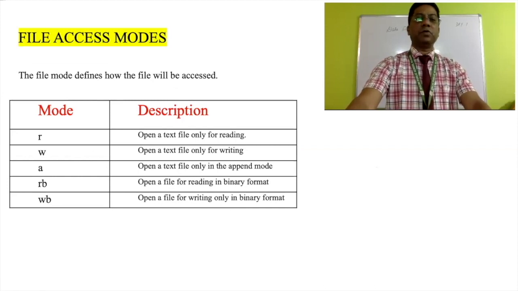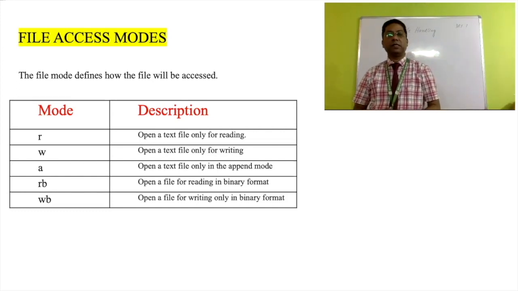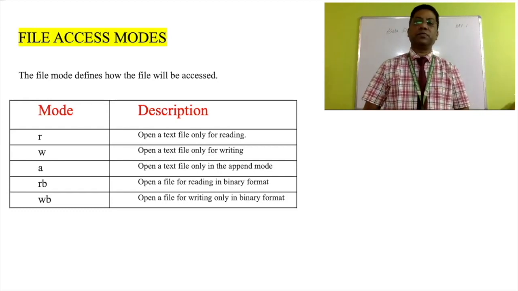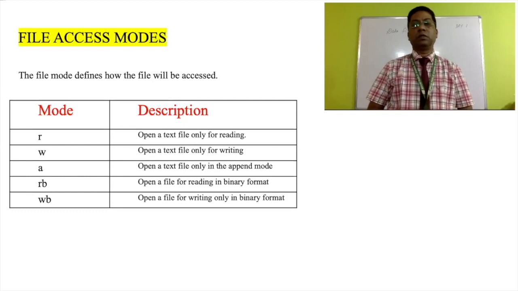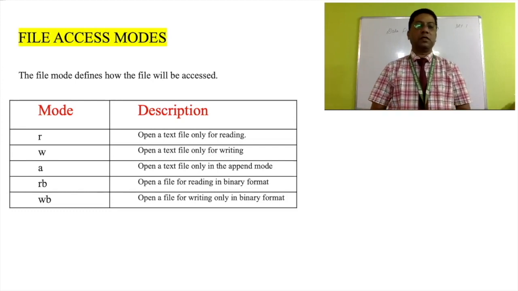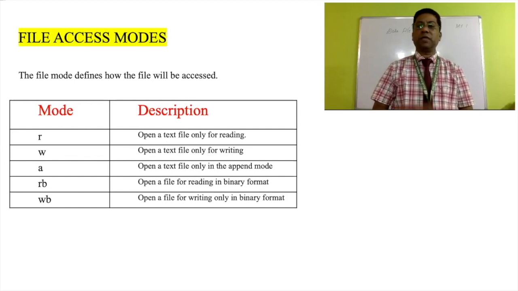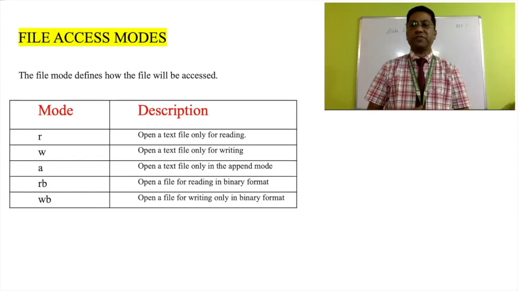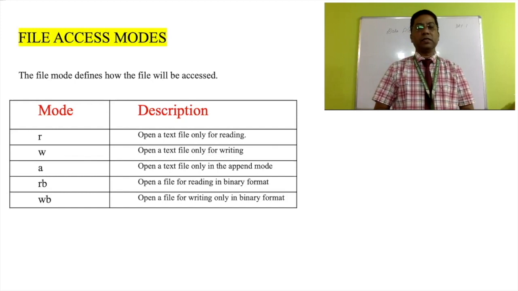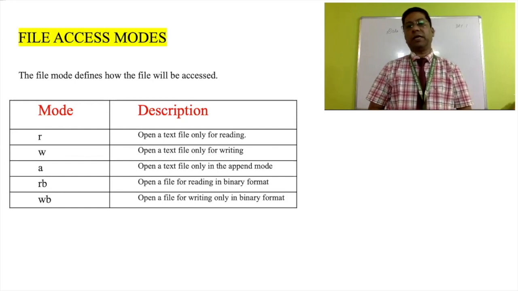The file mode defines how the file will be accessed. That means how you want to use the file. That depends upon the access you specified while creating the file. If you write R, then it will allow you to open a text file only for the purpose of reading. If you specify W, then it will allow you to open a text file only for writing. If your access mode is A, then you can open the text file only in the append mode.